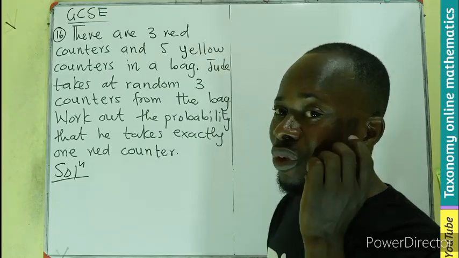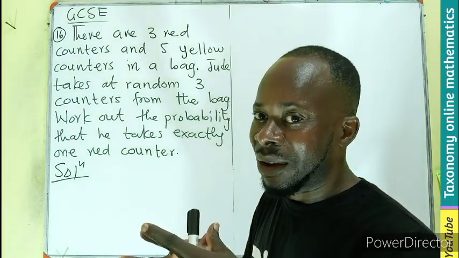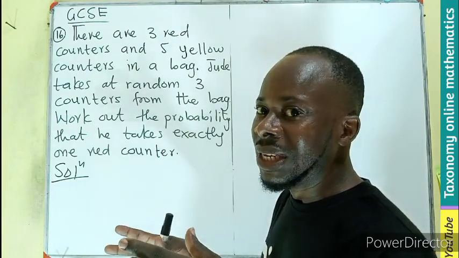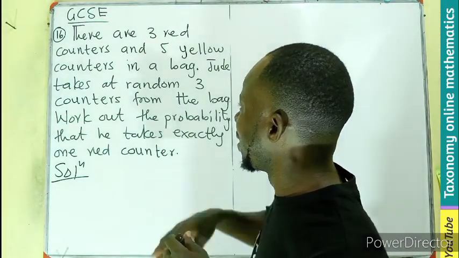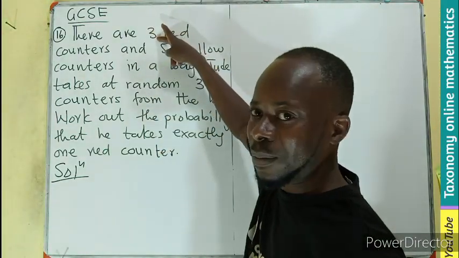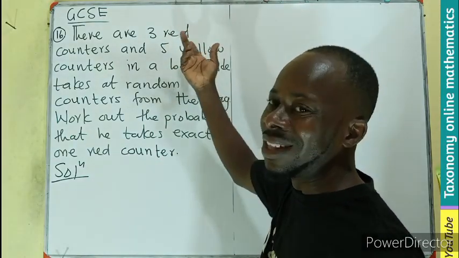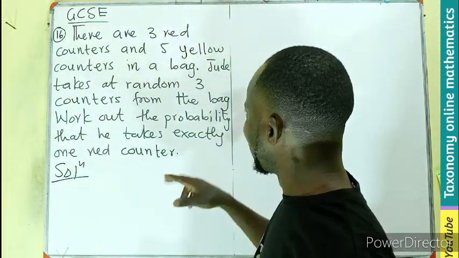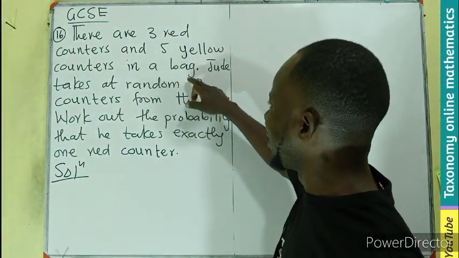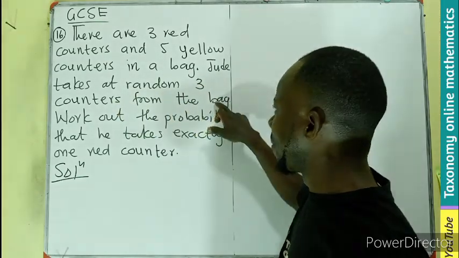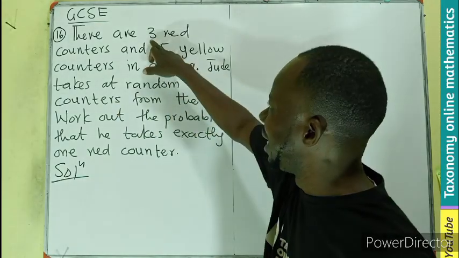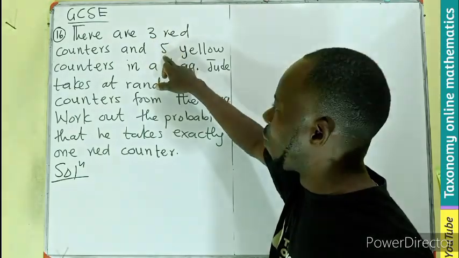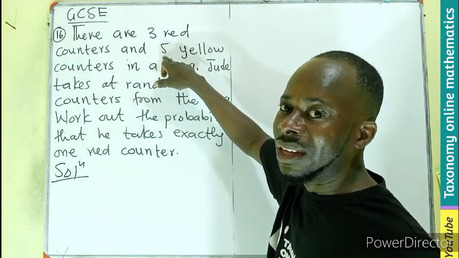Now here we want to use the combination itself. You can see there is a series of combinations here. The first combination is picking 3 out of a total of 8. We are picking at random 3 counters from the bag, which contains 3 and 5, which is a total of 8.